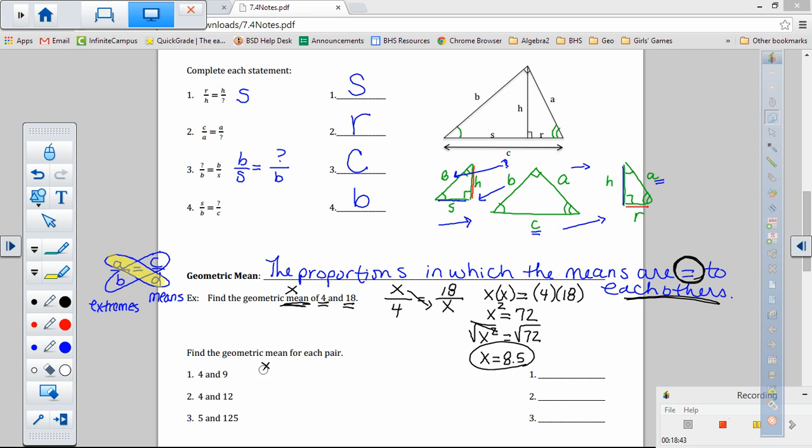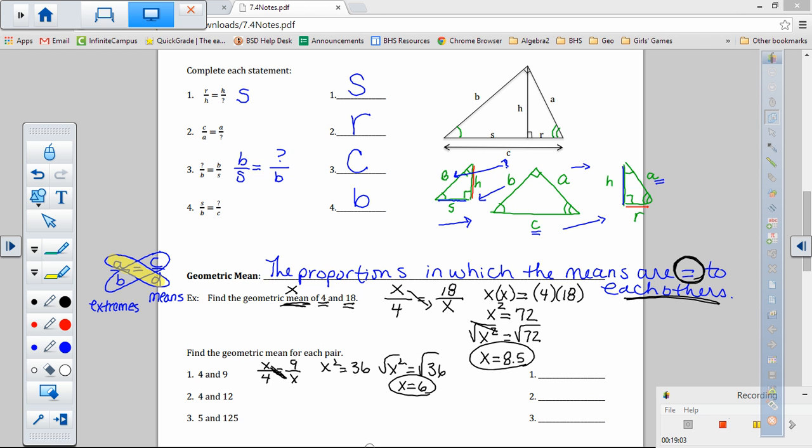So now the question is, find the geometric mean between 4 and 9. So you're going to have x is to 4 and 9 is to x, because these have to be the same. X squared equals 36. Take the square root of x squared. Take the square root of 36, and x equals 6.